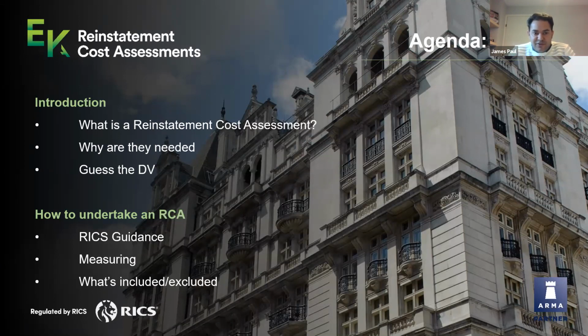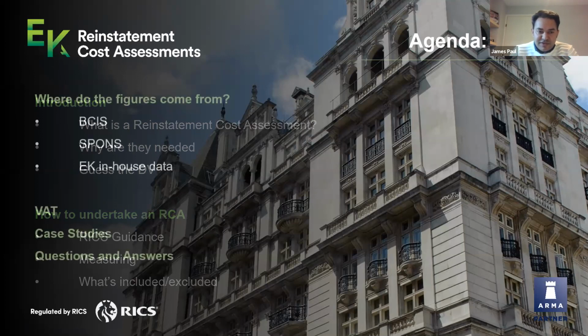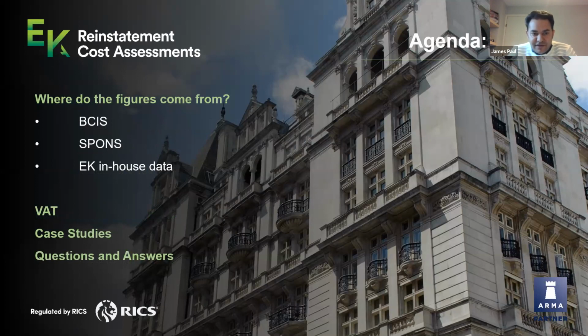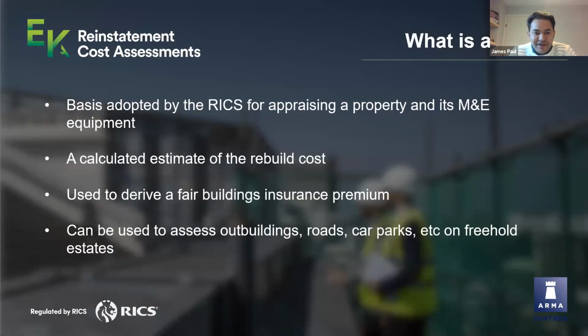So we'll take you through why they are needed. We'll play a little game of guess the declared value very shortly, and then we'll walk you through the processes of how we undertake an RCA, how we measure them, what's included and what's excluded, where we get our figures from, and of course the subjects of that, along with some case studies and a question and answer session. So hopefully, despite it being the rather dry subject of insurance, will keep your attention and not make it too boring. So first of all, what is an RCA?